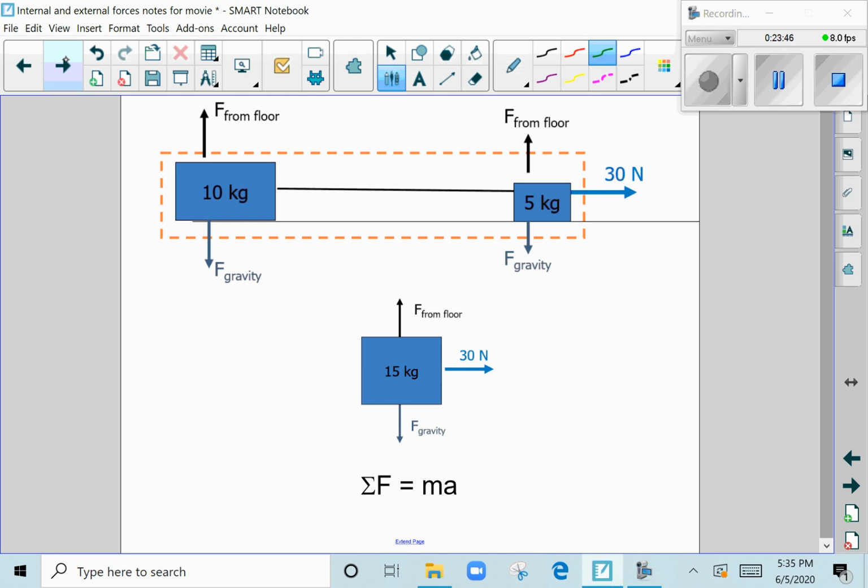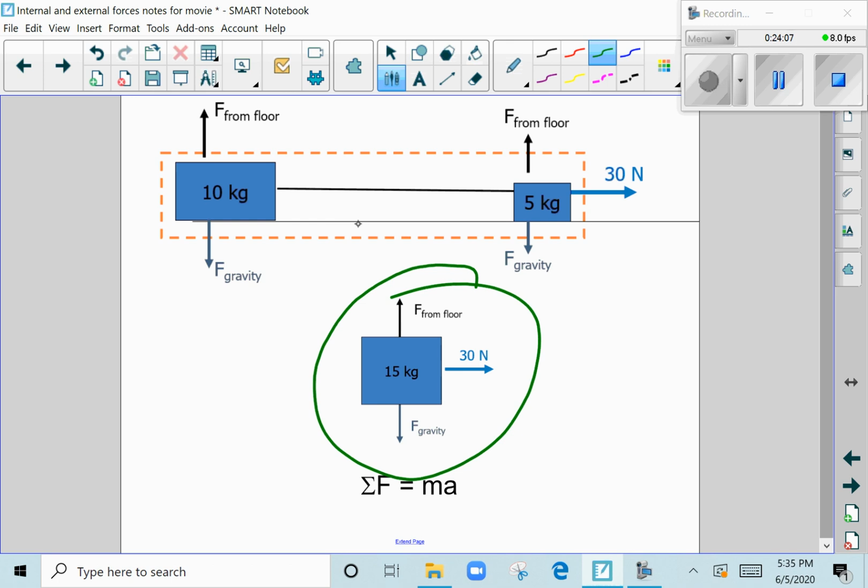Because if I was a person that was blindfolded and I was trying to pull the 5 kilogram block and the 10 kilogram block, it would be just as hard or just as easy as if I was pulling a single 15 kilogram block. So this is my system up on top, and now I have simplified it to an object down below. Please notice I have all my external forces.